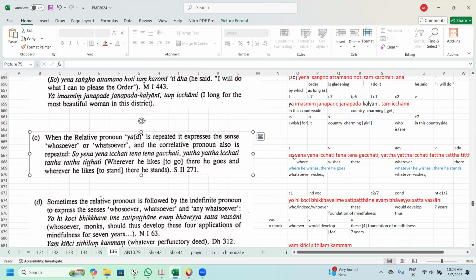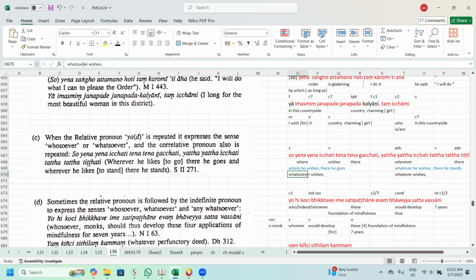See this word, where he wishes. Can you see? Also repeated, tena. The one tena is "there," there he goes. Okay, so in this case, whatsoever he wishes. Can you see? You can take the two: whatsoever he wishes. So I put it here, whatsoever he wishes. It's the same; whatsoever is the same there.